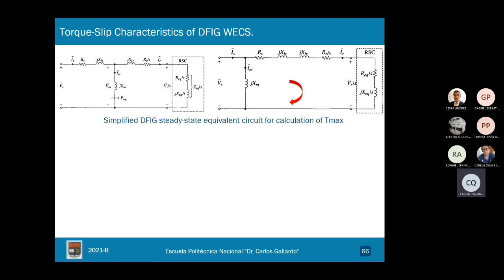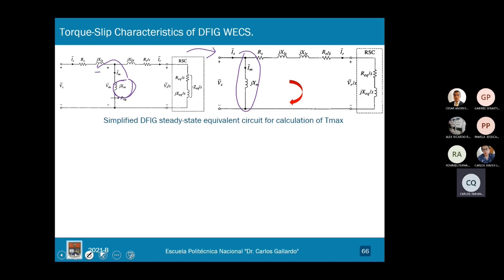So in order to find the maximum torque of the double-fed induction generator, a simplified steady-state equivalent circuit can be used, okay? So pay attention to this part. This is the reactance, and the reactance is moving to the left side. So I will get this equivalent circuit, okay? The only difference is the moving of this reactance to the left side. What happened in this equivalent circuit? The magnetizing branch is moved to the left side of the stator circuit. So I will have this equivalent circuit to compute the maximum torque.